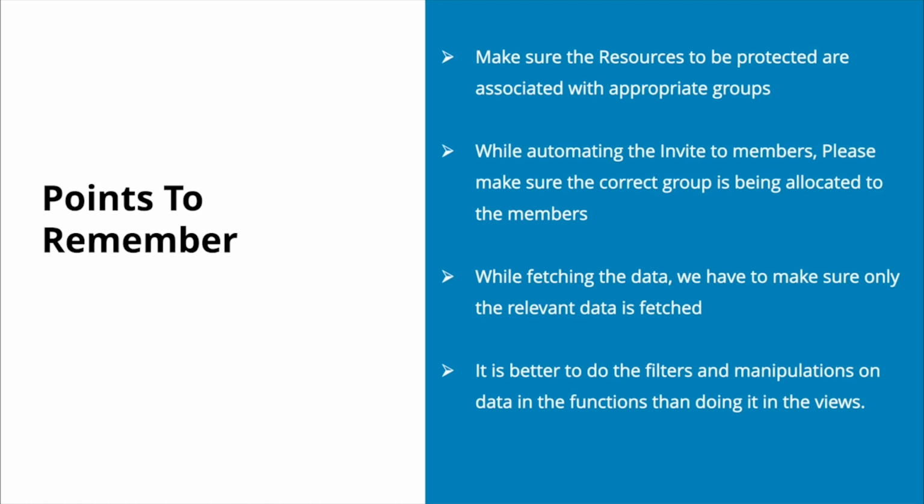And while automating the invite of members, we have to make sure that we are allocating them with the correct group ID. In case there is any mismatch of group ID, again the purpose of the person who's entering into the system will be changed, and it will create a few confusions. And while we are fetching the data, we have to make sure we are fetching only the relevant data, rather than fetching all the data into the functions of sites and then processing them and sending it over. It's always better to include the criteria and then fetch the data which we want.